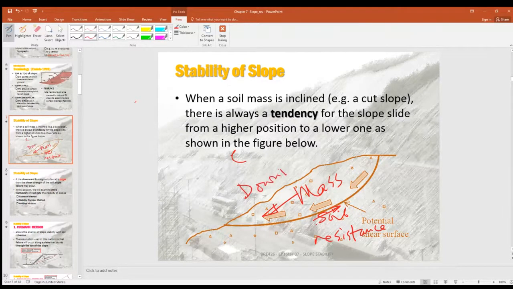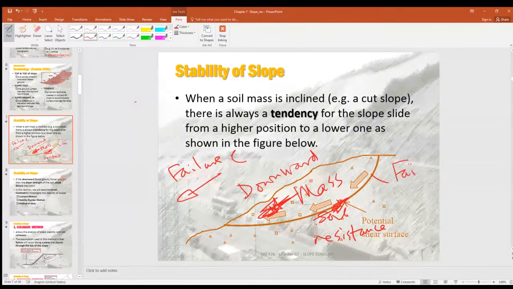here's the downward force. What will happen if this force is very great, but the resistance is very small? Then this mass will move downwards, so there will be a failure. In other words, the soil mass will shear against the base of the slip surface, the failure surface. That is the failure surface, the failure plane.